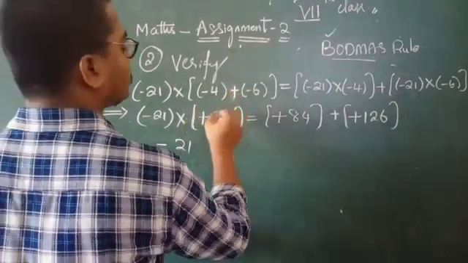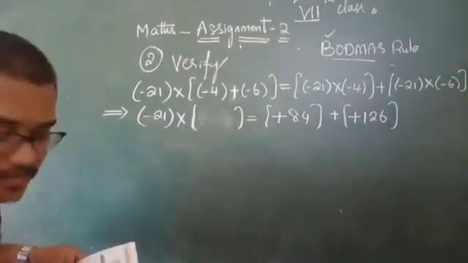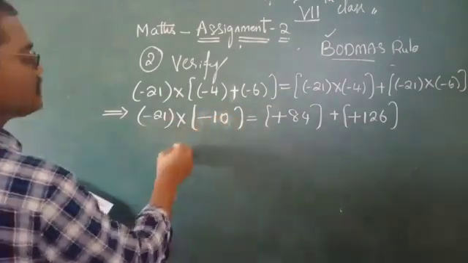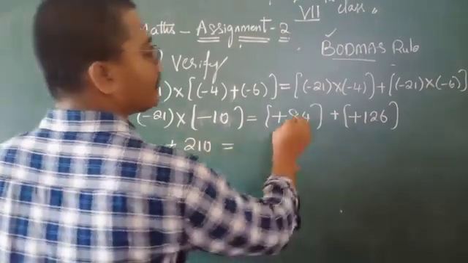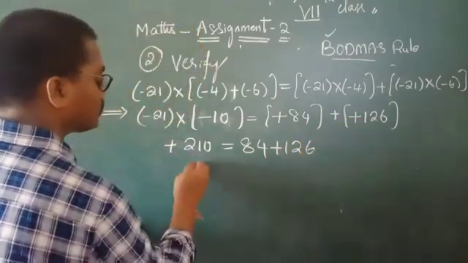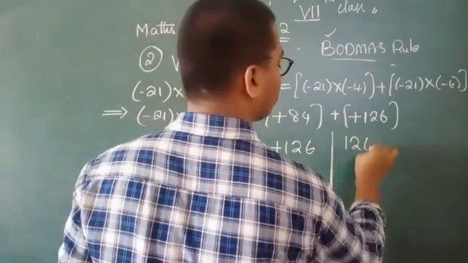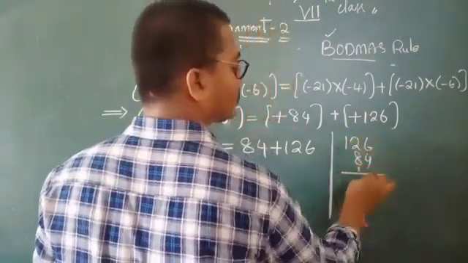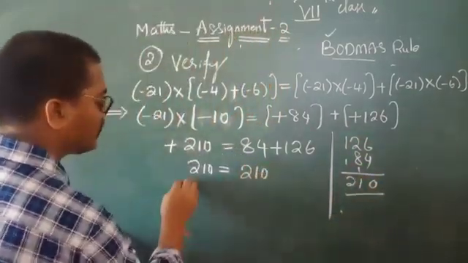So minus 4 minus 6, it is nothing but minus 10. So minus into minus is nothing but plus. 21 10s are 210, is equal to 84 plus into plus is nothing but plus 126. So 210 is equal to 84 plus 126. If you want, you can add it in the rough column, children. That is 126 plus 84. 6 plus 4 is nothing but 10. 8 plus 2 is 10, plus 1 is 11. So 210.